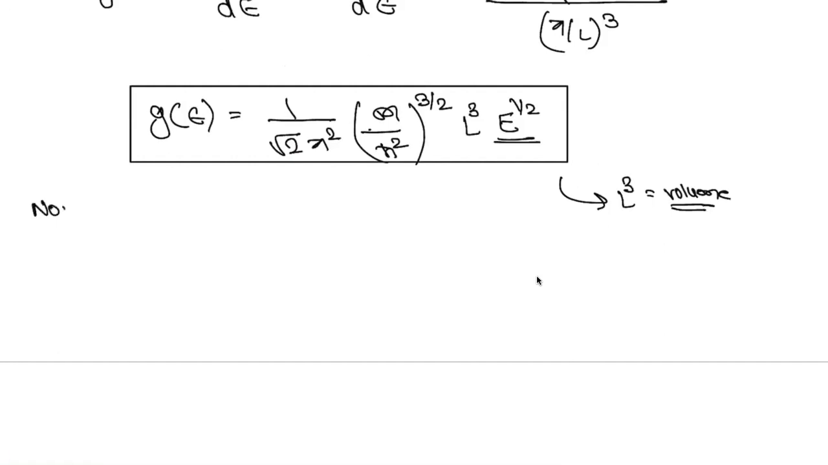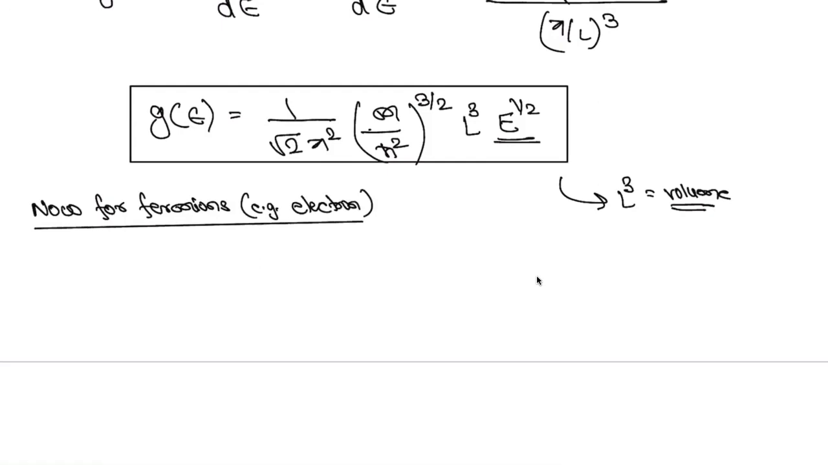Now for fermions, for example electrons, we know that they obey the Pauli exclusion principle.